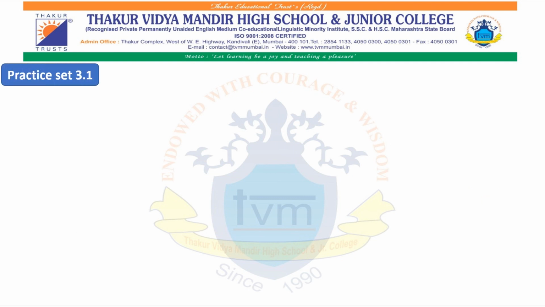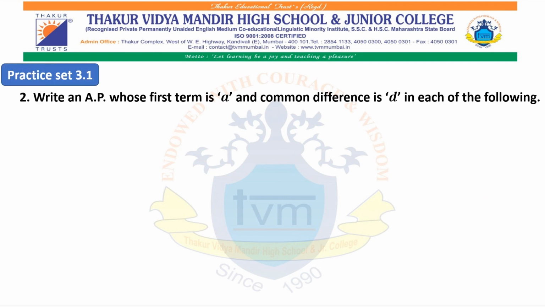Practice set 3.1, main question 2. Write an AP whose first term A and common difference D are given in each of the following. Here they have given us the first term and the common difference, and they have asked us to find the AP. What we will do is get the first 4 terms with the help of A and D, and we will say this is the required AP. In this main question 2, the total sums given are 6. Out of 6, we are solving 4 in this video, and 2 you will practice on your own. Let us begin with sum number 1.